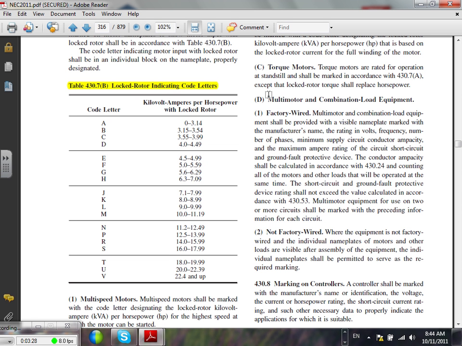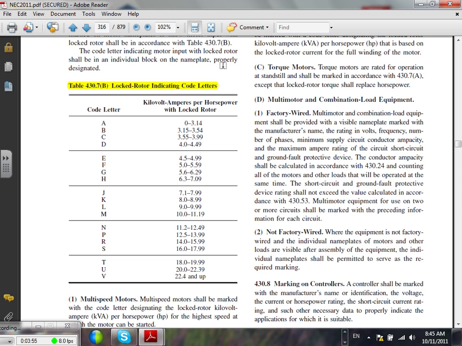Every motor that we make in the US, guys, has a code letter right on it. The code letter indicates how high the starting current of the motor is, from A being the lowest starting current to V being the highest. Which do you guys think is the best motor that you can have? The one that has the lowest starting current. Why the lowest starting current? Because the lowest starting current corresponds to no nuisance tripping and smaller equipment.